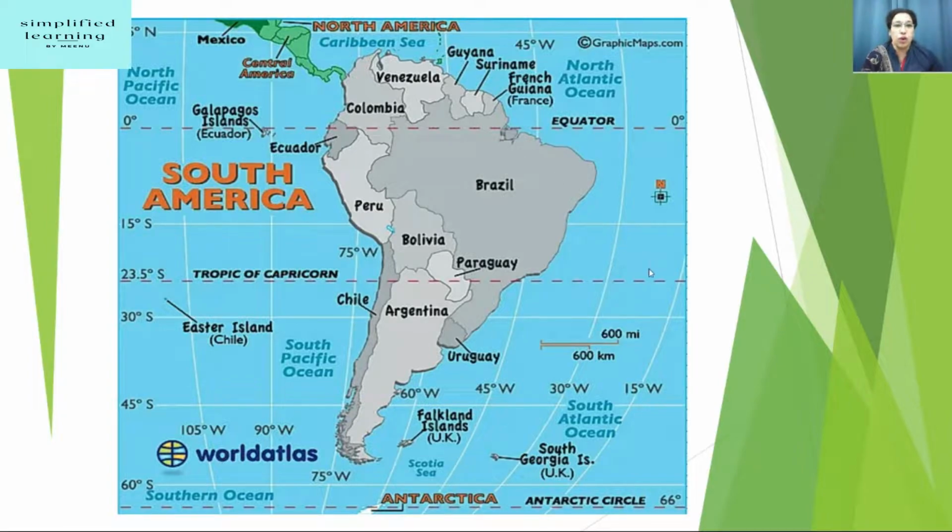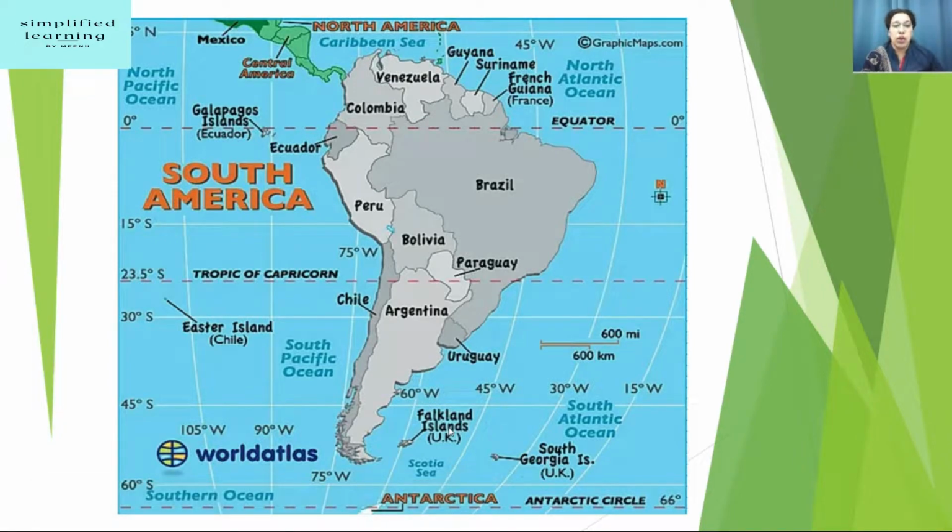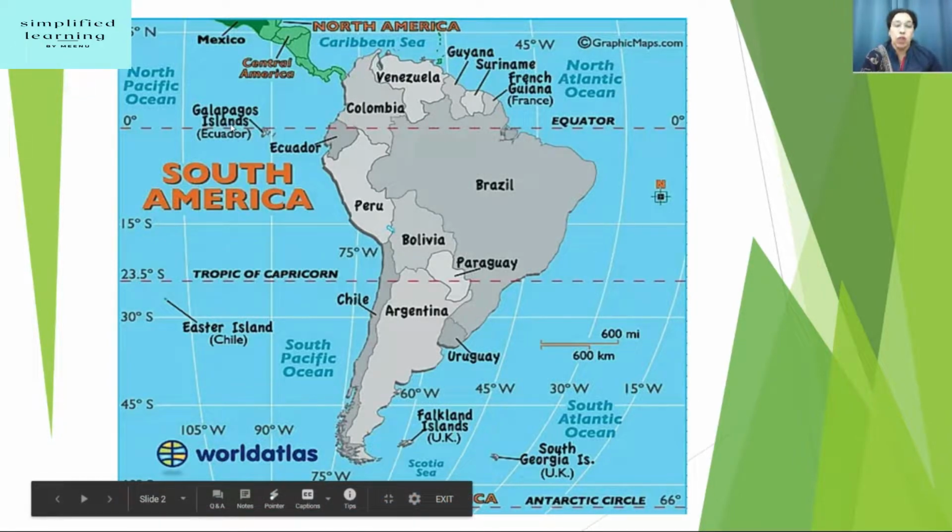So this is the Tropic of Capricorn, 23.5 degrees south. The Tropic of Capricorn cuts through the center of the continent. Most of Brazil is located to the north of the Tropic of Capricorn, while most of Argentina is located to the south of it. Yes, Peru, Colombia and Bolivia are the other large countries in South America. There are a number of islands off the coast of South America, which are those: Galapagos Island, the Falkland Islands and South Sandwich Islands. The Galapagos Islands are an archipelago of volcanic islands.